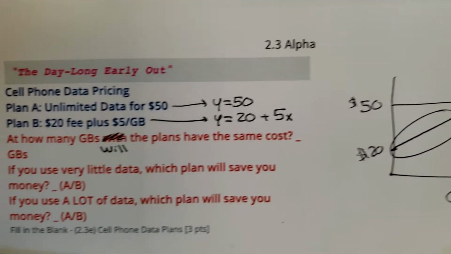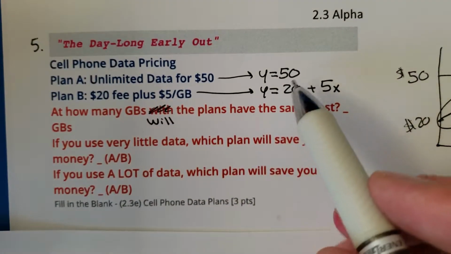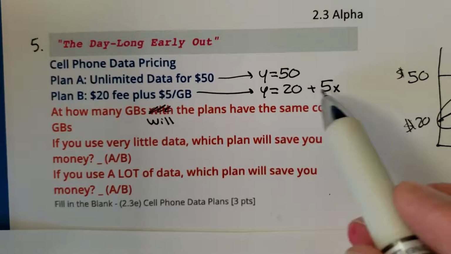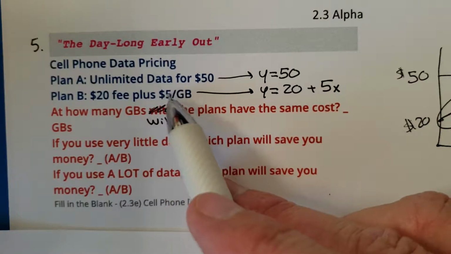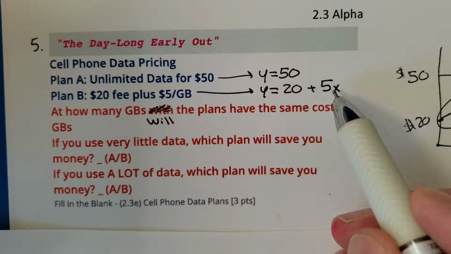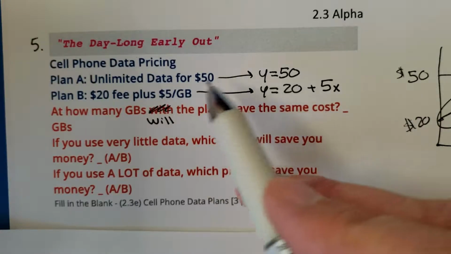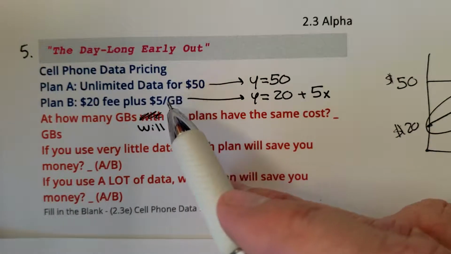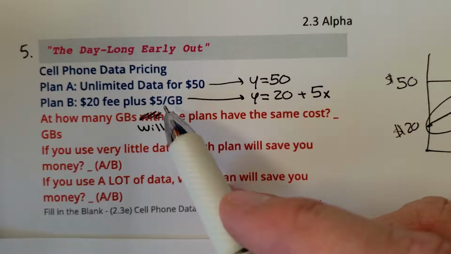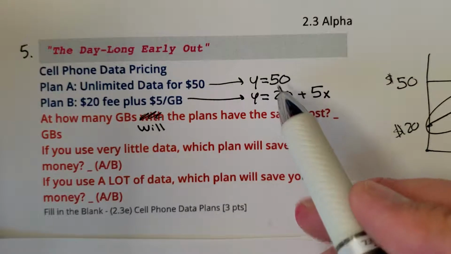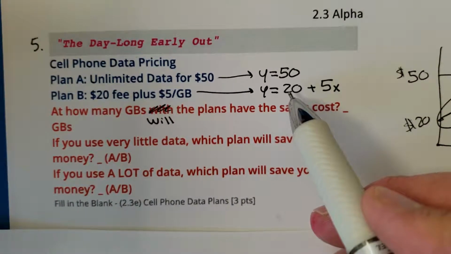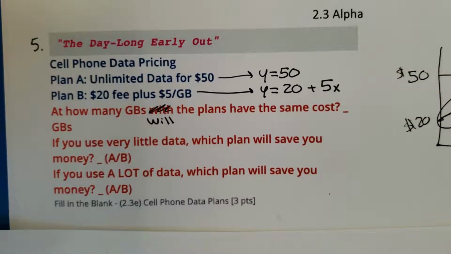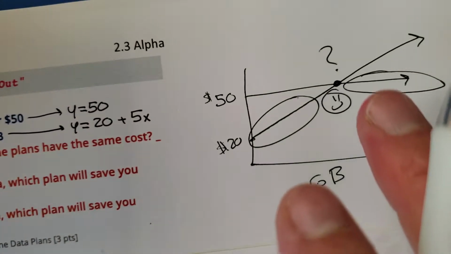All right, so flat fee, no rate, and $20 fee with a rate. Remember the rate, the per, the for every, that's going to be attached to your X. And if you don't have a rate or a per or for every type of phrasing, then you don't have one at all. So we're basically going to try to figure out when does 20 plus 5x equal 50. That's what we're trying to figure out. When are they equal?